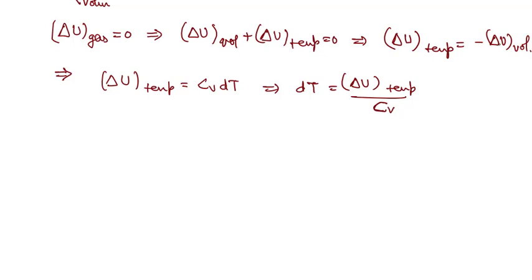So the overall change in internal energy is zero, but there are two different components that are cancelling each other. One is the internal energy that is increased due to the temperature. If delta U increases due to the temperature part, then delta U due to the volume will decrease. So these are dependent on each other. So what happens at the end result?